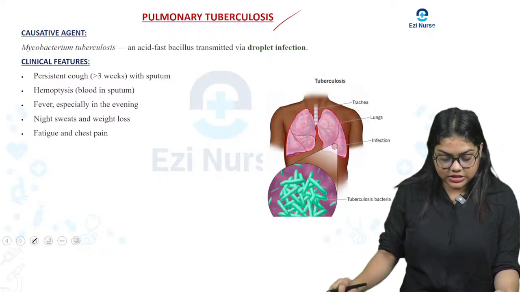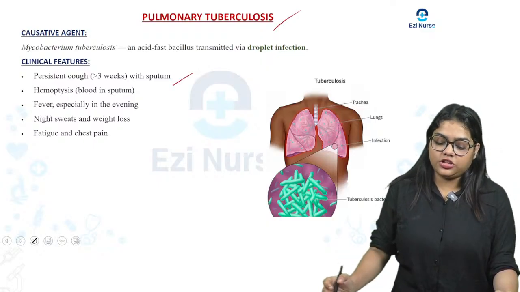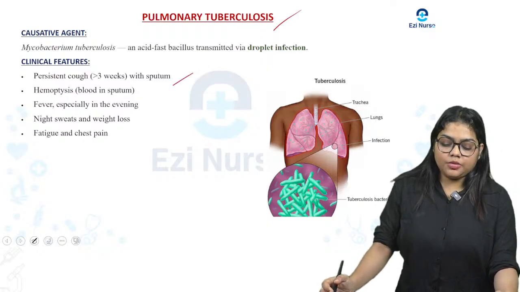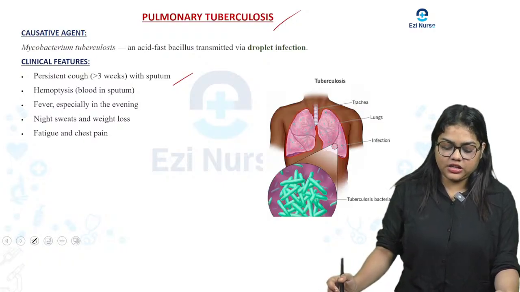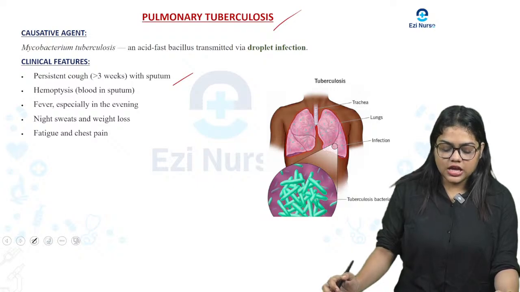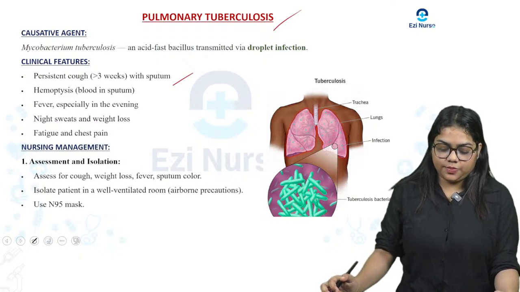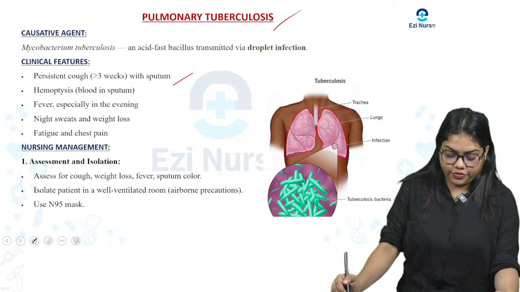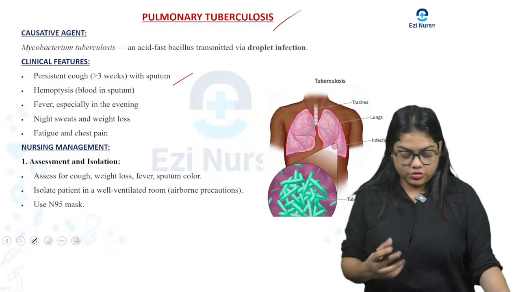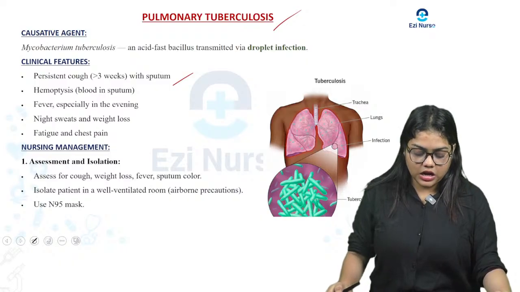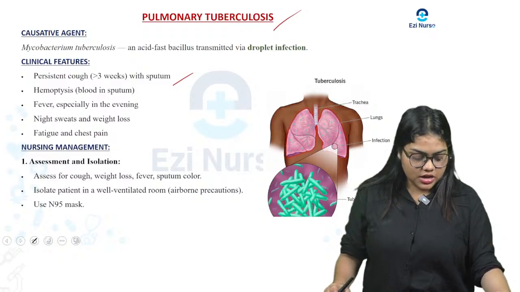The clinical features include persistent cough more than 3 weeks with sputum, hemoptysis, which is blood in sputum, fever especially in the evening, night sweats and weight loss, then fatigue and chest pain. For the nursing management, we can give the patient isolation, and for them we have to assess for cough, weight loss, fever, sputum color.